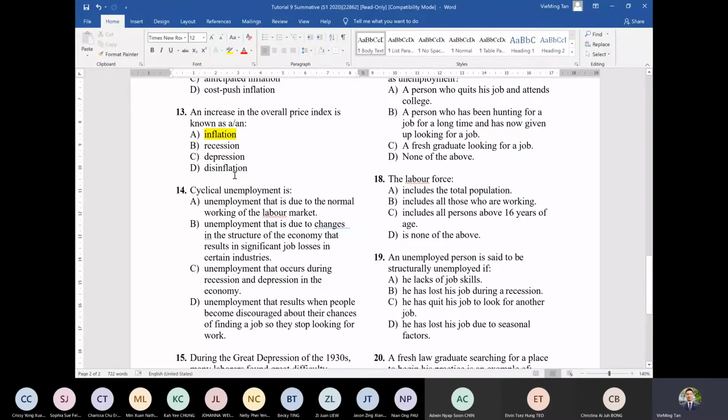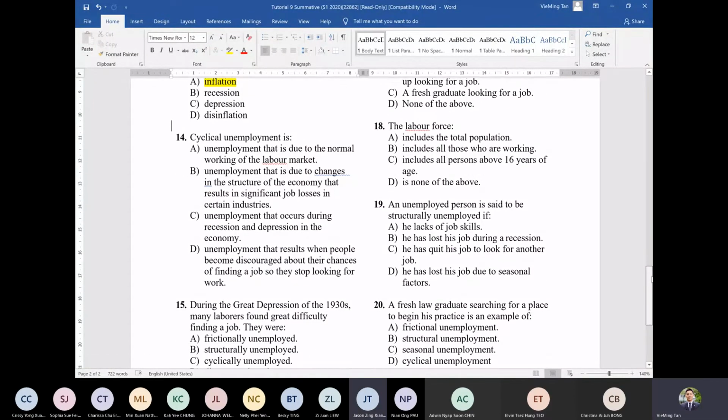Okay. Number 14. Jason. Cyclical unemployment is C. Unemployment that occurs during recession and depression in the economy. Yeah, correct. C. Okay. So far, any question for 14? I believe most of you should be able to answer correctly.